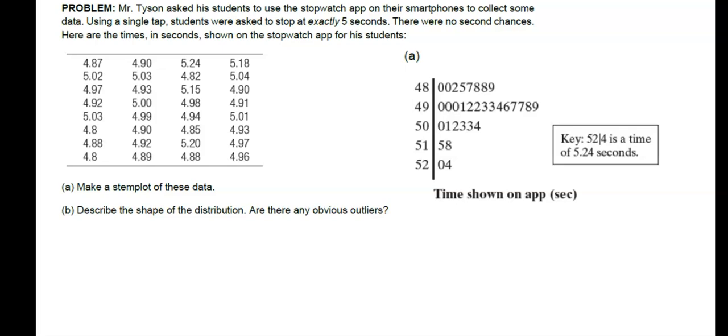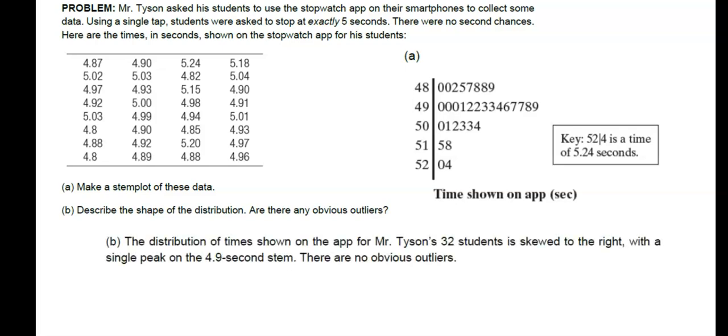It does look like it's skewed to the right when you tilt it counterclockwise 90 degrees. It's skewed towards larger values with a single peak at 4.9-ish. There are no obvious outliers. I would say that again. And I like the wording. I like to read what they read. Sometimes I leave some things out.